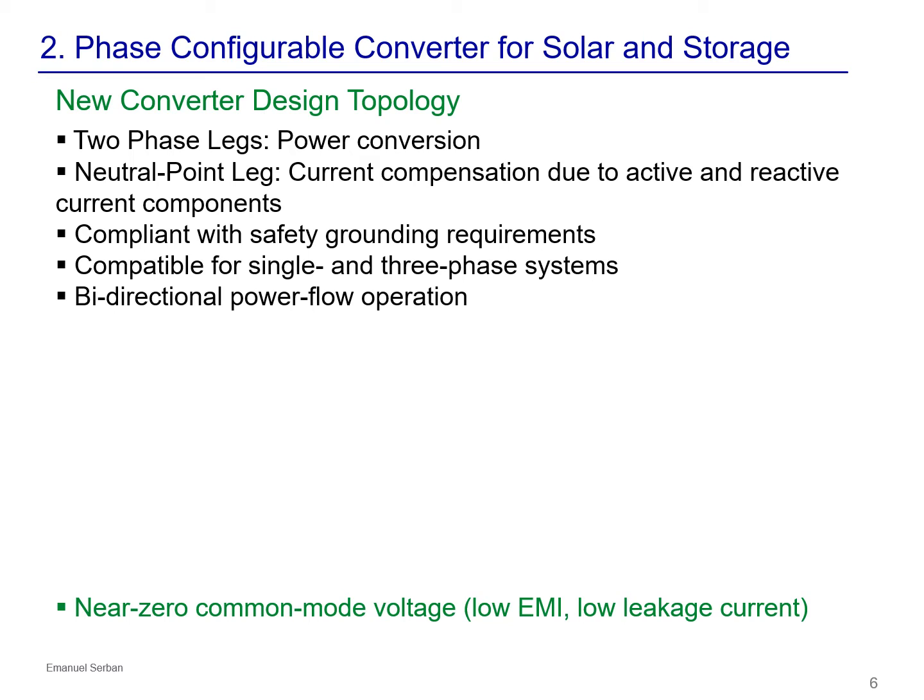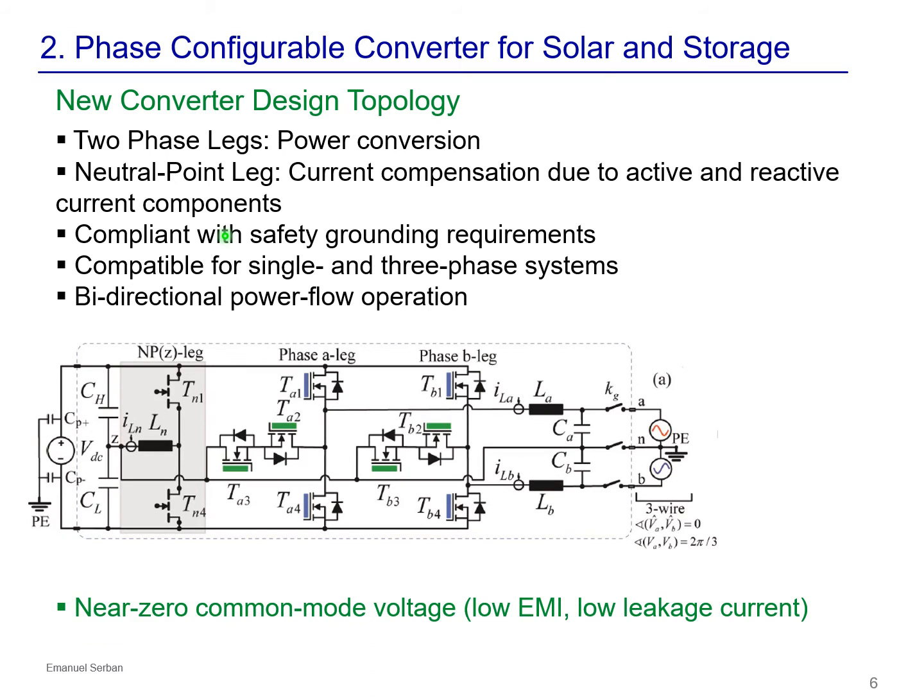The new converter design topology is described with two-phase legs used for power conversion, neutral point leg current compensation due to the active and reactive components, design compliant with safety grounding requirements, and bidirectional power flow operation. Another advantage is the near zero common mode voltage, therefore lower EMI size and low leakage current.